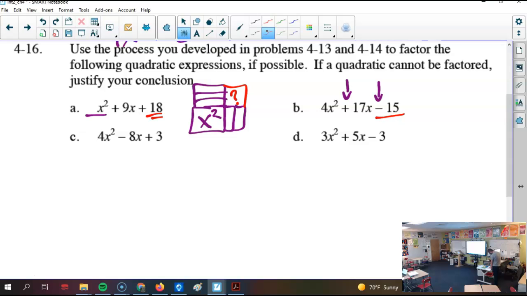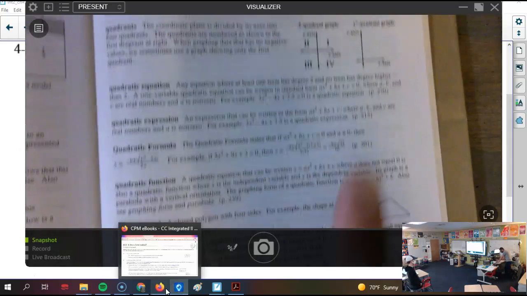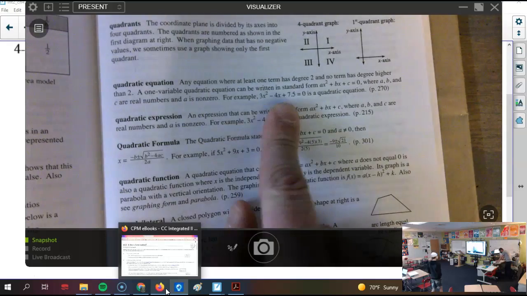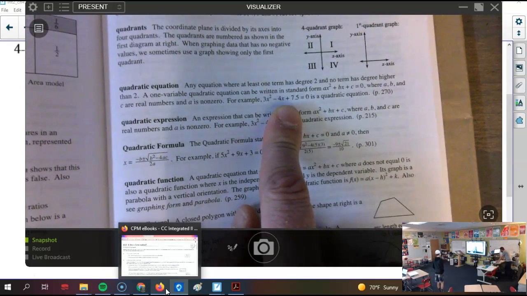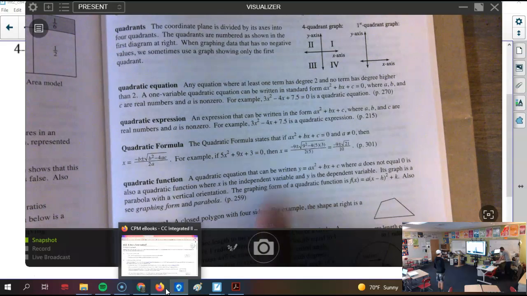A one-variable quadratic equation can be written in standard form, ax squared plus bx plus c, where a, b, and c are real numbers and non-zero. For example, 3x squared minus 4x plus 7.5 equals 0. Does the quadratic have to equal 0? The quadratic formula states that ax squared plus bx plus c equals 0 and a cannot equal 0.